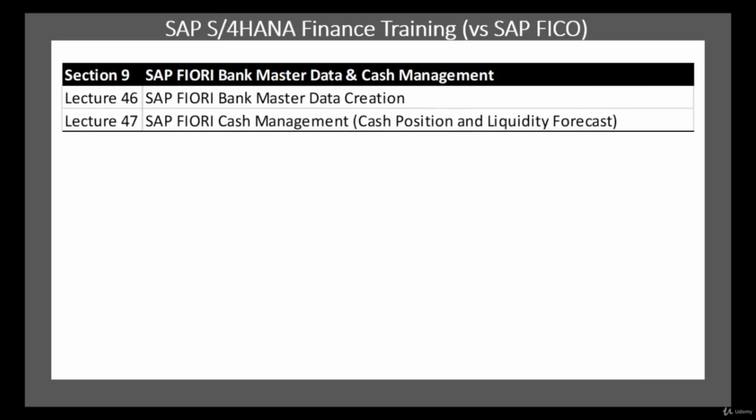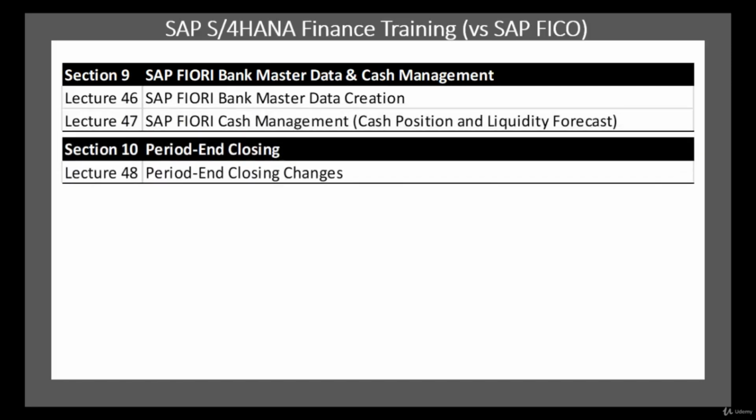In section 9, I will show you that now we can create bank master through the SAP Fiori app Manage Banks, and we do not need to use FI01 and FI12 transaction codes anymore. We can use the SAP Fiori app to do that. Similarly, SAP Fiori Cash Position app and Liquidity Forecast app have replaced cash management transaction codes.